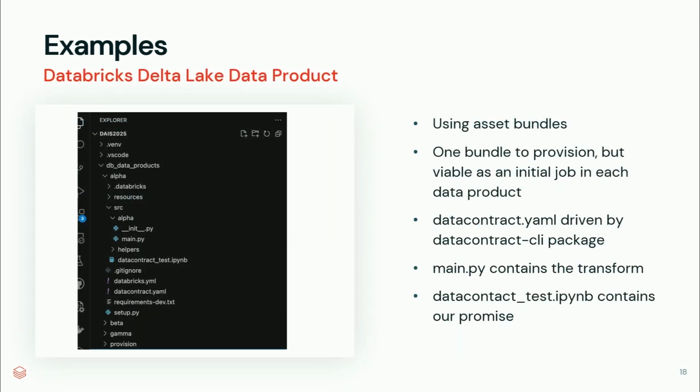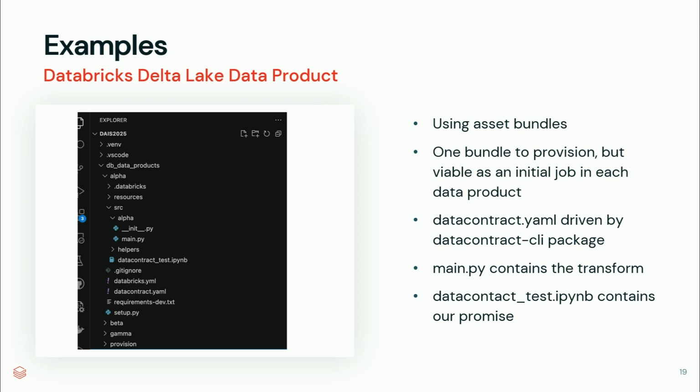I used Databricks asset bundles. If you have not used the Databricks VS Code plugin, I recommend you do. It's pretty great. But there were a few tools that I used to make this a little simpler. There is a Python package called Data Contract CLI that allowed me to implement my promises. And if we're going through this, what you'll see is my transform is in the main.py, and the data contract test notebook is actually responsible for executing my products.